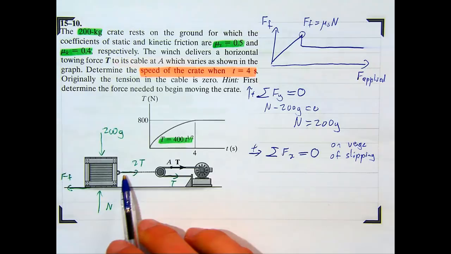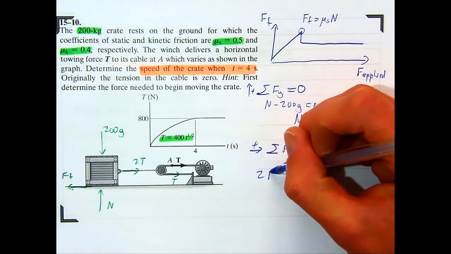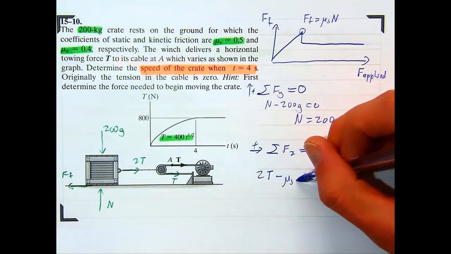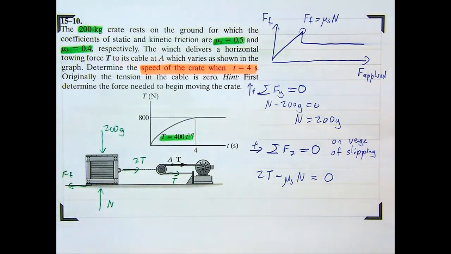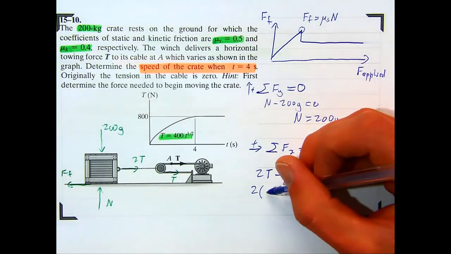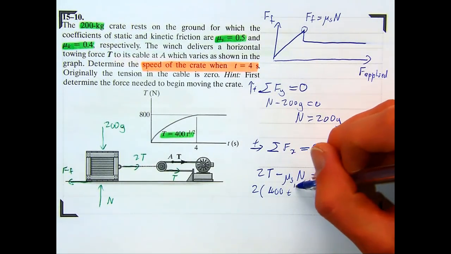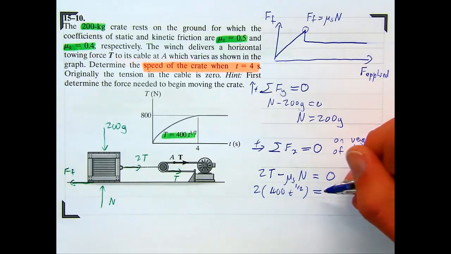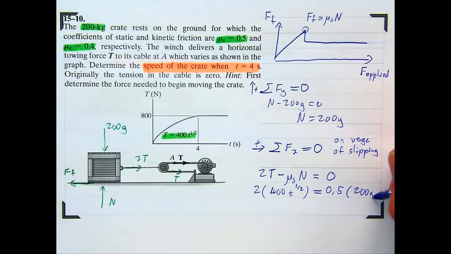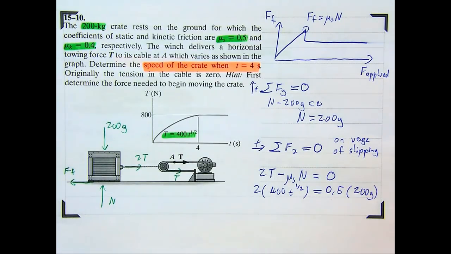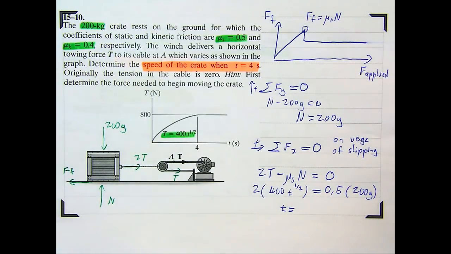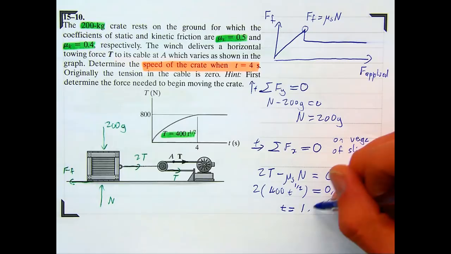Then the forces in the x direction would be 2T minus the friction force, which is minus mu s N, is equal to 0, and we get 2 times the expression for the tension, 400 t to the power of a half, is equal to 0.5 times the normal force of 200 g. And solving for t out of this, the time where the crate starts moving would be 1.5037 seconds.